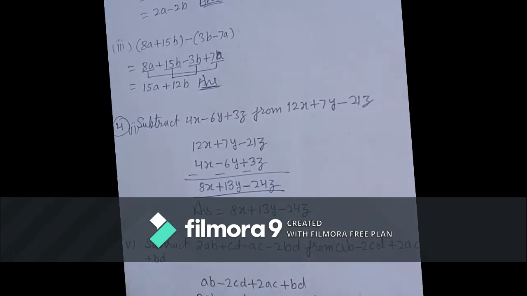Now I am taking question number 4, fifth part: subtract 2ab plus cd minus ac minus 2bd from ab minus 2cd plus 2ac plus bd. You can see the sum from your book. From which you are going to subtract, you will write first, and that which you are going to subtract, you will write on the second.